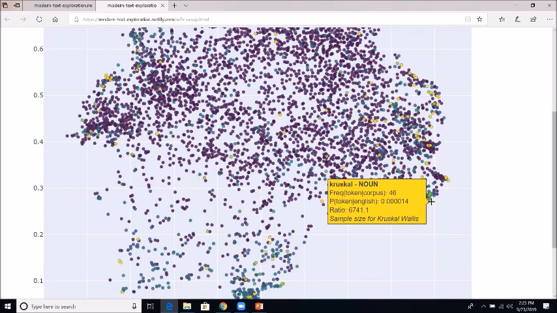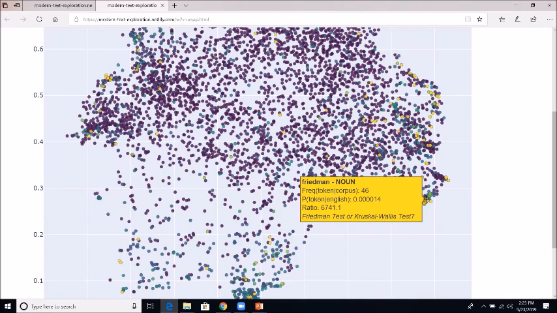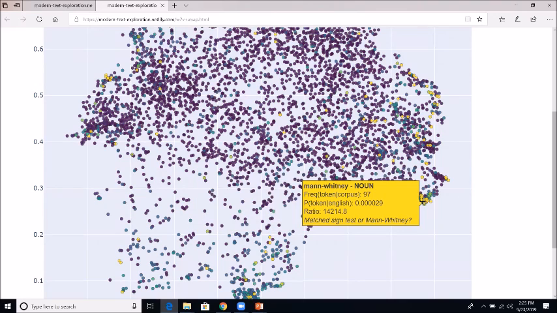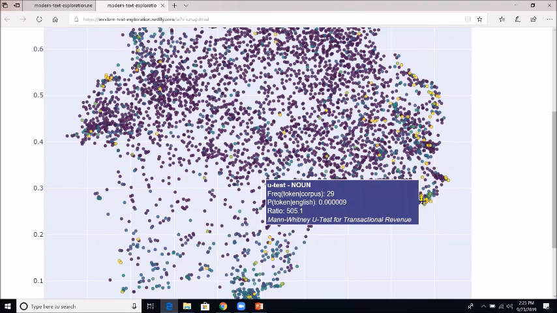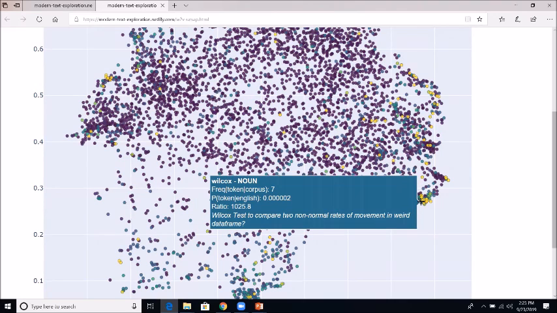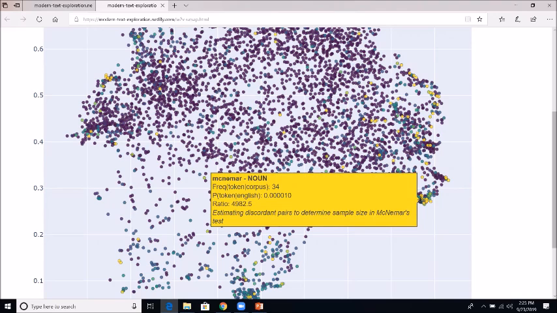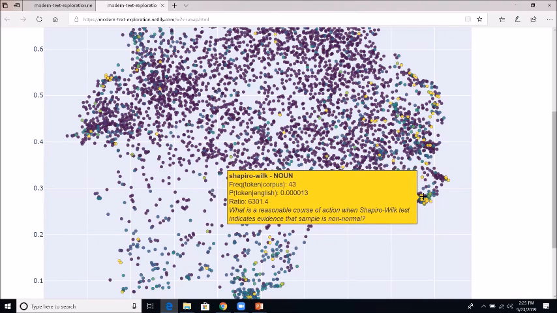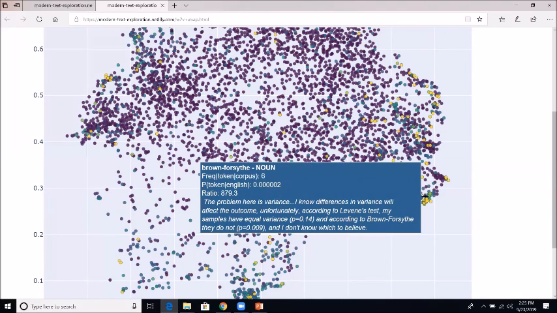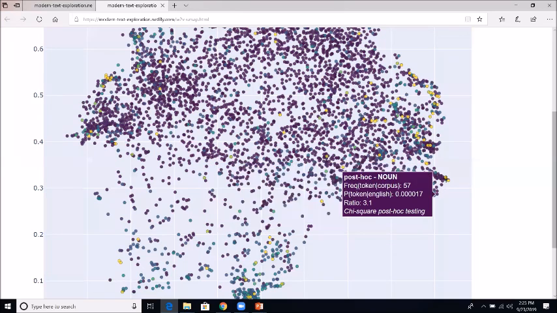So over here, we've got a bunch of tokens that are everyone's favorite statistical tests. So of course, the Mann-Whitney U test, the Wilcoxon test, the McNemar test, Shapiro-Wilk, right? Brown-Forsythe, who can forget that one? It's classic. So it's able to detect that all of these tokens occur in similar contexts. And so now we can start to understand these clusters of terms here.